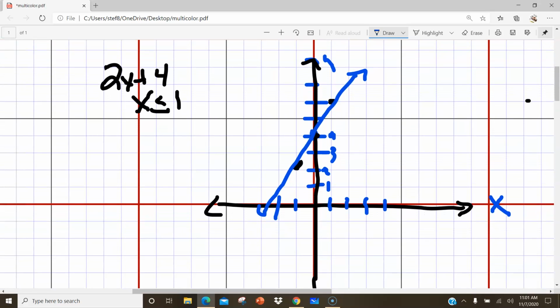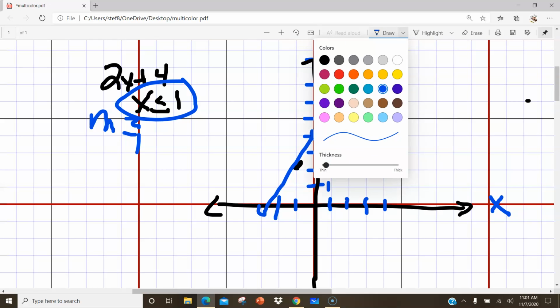Okay, so I have 2x plus 4, and x is less than or equal to 1. I have it at 0, 4, and then I went up 2 and right 1. My slope is 2 over 1, so I went up 2 and right 1. But here's the caveat with this graph. I can only have values that are at x equal to 1, or less than that. So now I'm going to go up here, find 1. All right, there's my point right there. I'm going to change the colors so you can see this a little bit better.